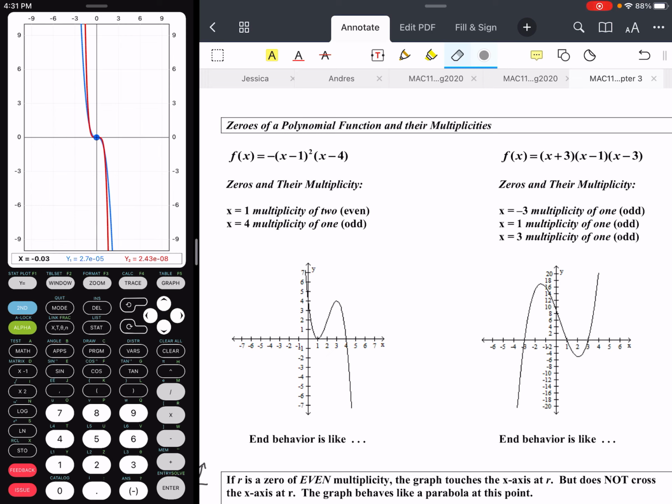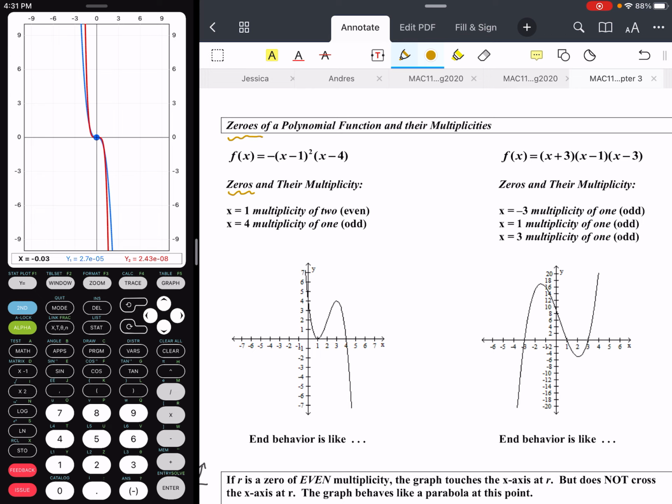In this next section, we'll talk about zeros of a polynomial function and their multiplicities. And a fun fact, you can actually spell zeros like this or like that. So I kind of spelled it both ways, not intentionally, but just FYI, they're actually both correct. All right, so zeros of a polynomial function, we'll go there first.